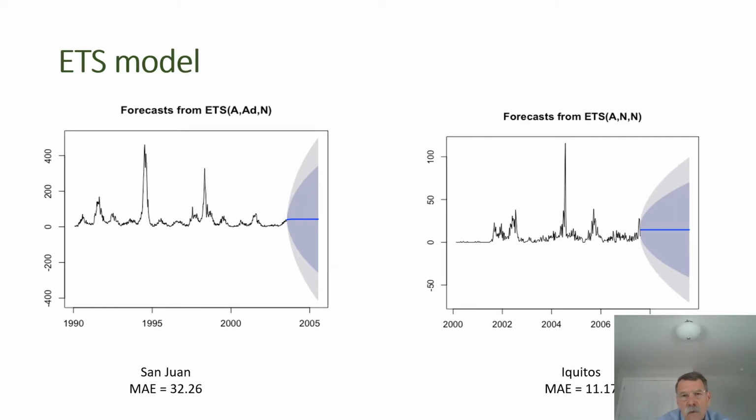So here's a look at the different models. Here's the ETS model. And you can see that their primary means of scoring is MAE. The San Juan data had an MAE of 32, and the Iquitos had an MAE of 11. You can see the variability leading up to the forecast, and the forecast is primarily a straight line, which you'll see later. I have a chart on this.